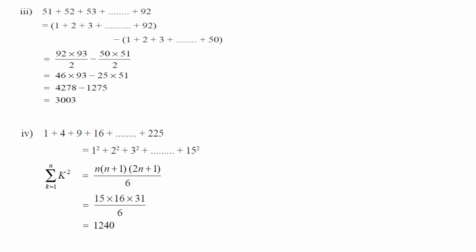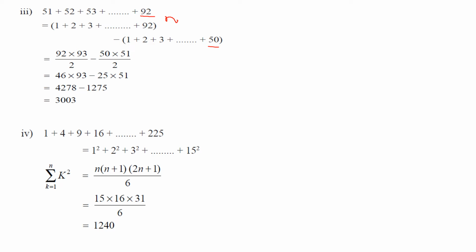Next one, 51 plus 52 plus 53 up to 92. We have to find the sum of the series. First, we will find 1 plus 2 plus 3 up to 92 minus 1 plus 2 plus 3 up to 50. Here 51 is the starting number, so before it is 50. If we find that out, we can get the sum of the series. So first, 1 plus 2 plus 3 means what formula? N into n plus 1 by 2. So n is here 92. Therefore 92 into 93 by 2. Minus, here n is 50. 50 into 51 by 2.